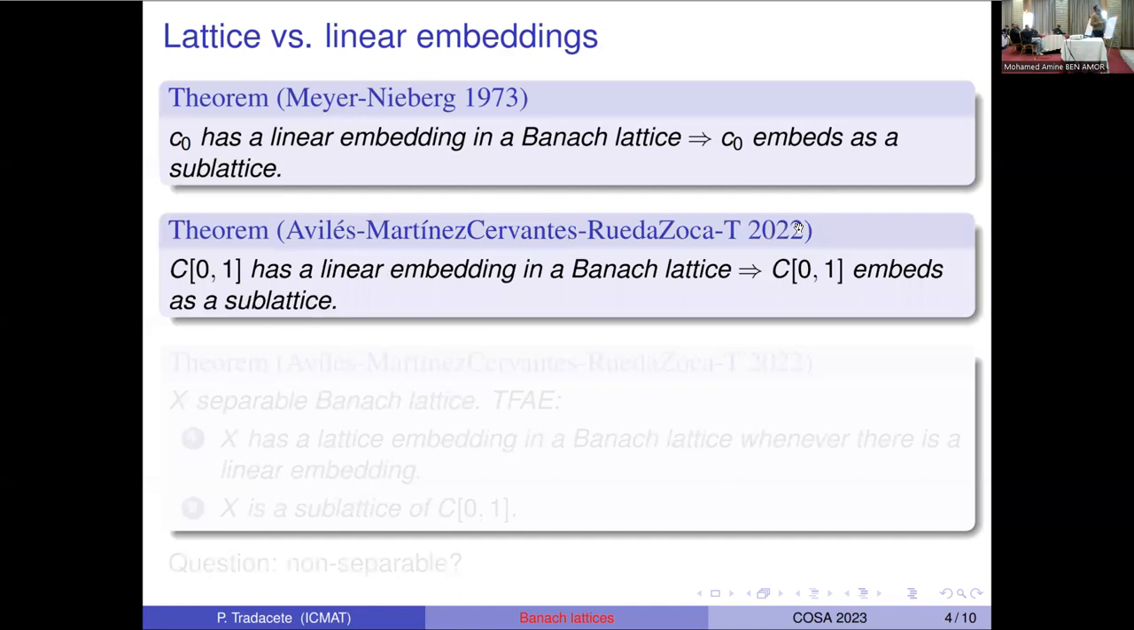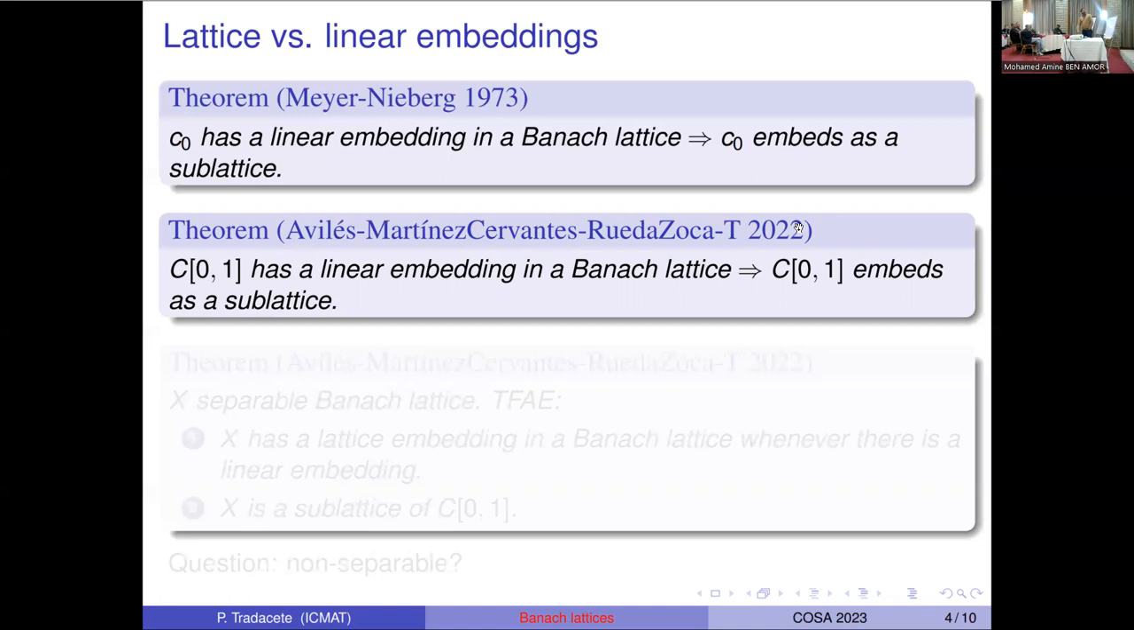With full generality, we could prove that another very classical space, the space of continuous functions on the unit interval, also has this property. Every time you can find a subspace of a Banach lattice isomorphic to the space of continuous functions on [0,1], then necessarily you can find an embedding which is a lattice homomorphism. So you can find a sublattice of that Banach lattice which is also lattice isomorphic to C[0,1].